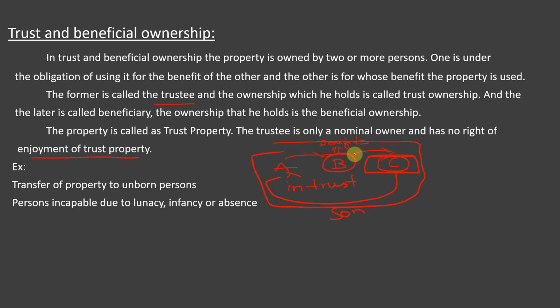B cannot enjoy the property. He can only use it for the benefit of C. This is usually done while transferring a property to unborn persons or persons incapable due to lunacy, infancy, or absence. That means here, if C is a minor or is suffering with some disease and cannot manage the property, B is entrusted as a trustee by A. So all the profits and benefits arising out of this property are used for C.